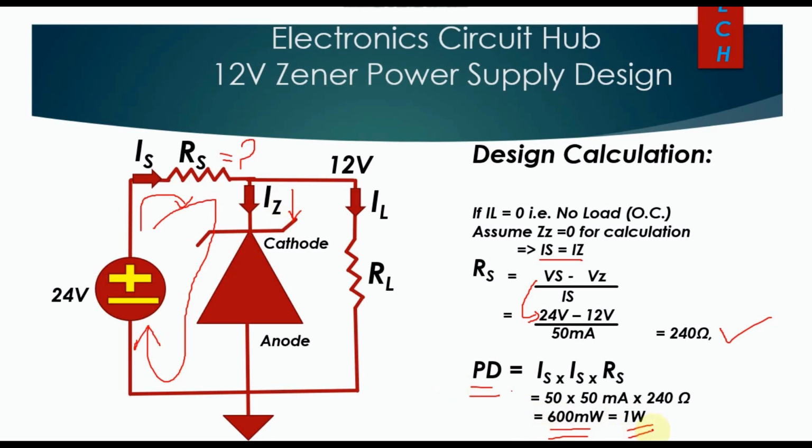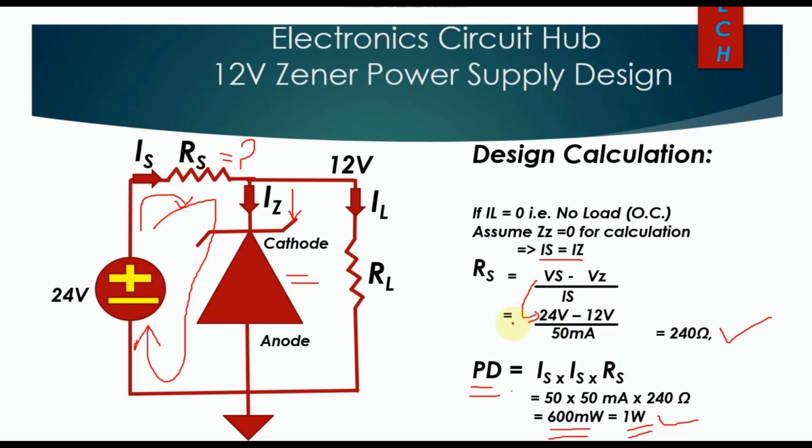Okay, so now you got three things. One is Rs equals 240 ohm. How much power you require for Rs? So you may choose a 1 watt resistor. And what is the power dissipation? The power rating for this Zener diode is 1 watt, and the power rating for this Rs equals 1 watt. So until this, hope it is clear to you.